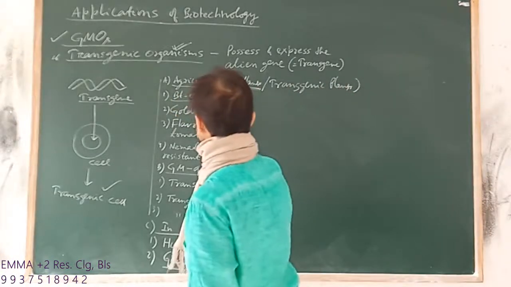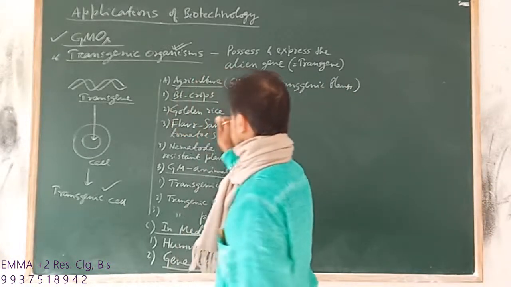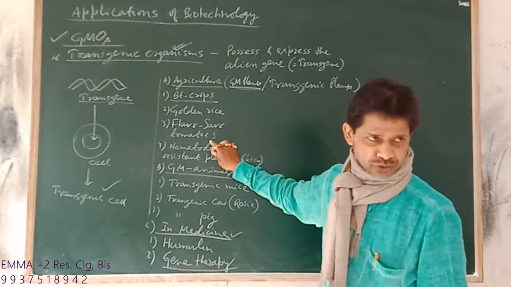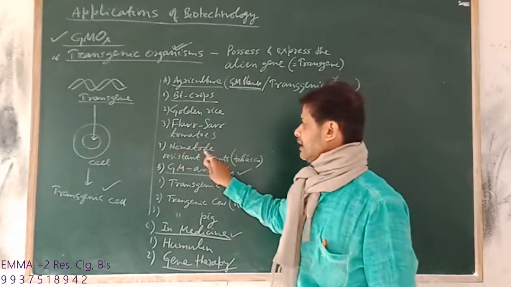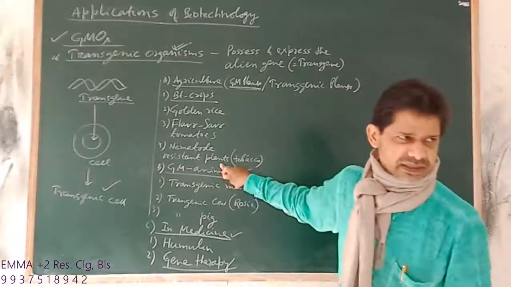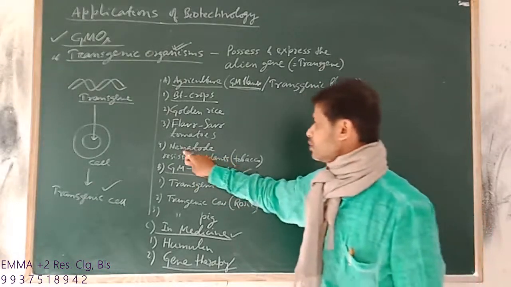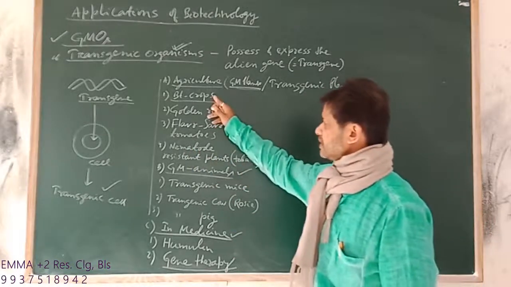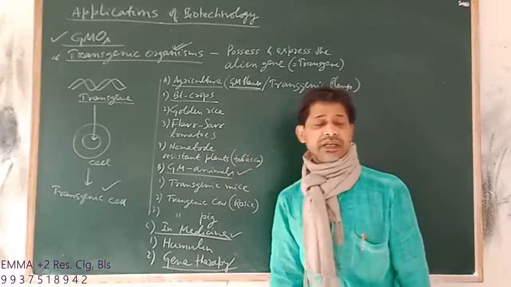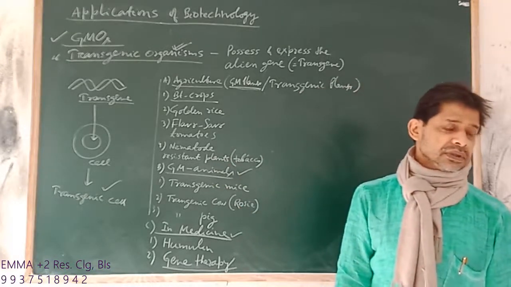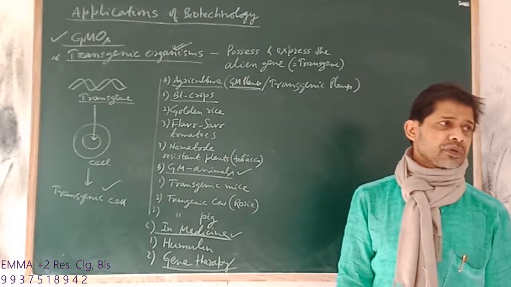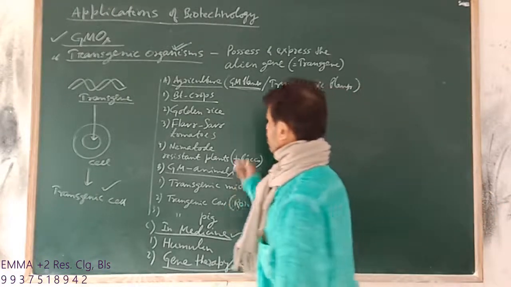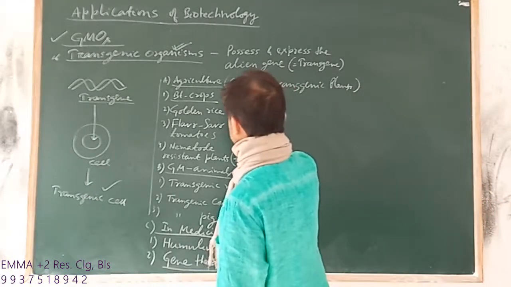BT crops, golden rice, flavr savr tomatoes, then nematode-resistant plants or nematode-resistant tobacco plants. All these are very much helpful for agriculture. They increase the crop production. Now have a look one by one.